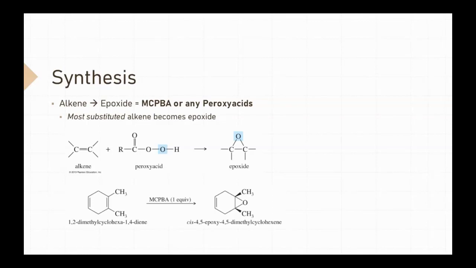Now remember, it will only epoxidize the most substituted alkene. Here, this molecule has two alkenes, but the one on the right has more substituents, so you'll have your epoxide there. And remember, it adds on the same side, so if you had substituents on that alkene, they will keep the same stereochemistry, like the CH3 here.